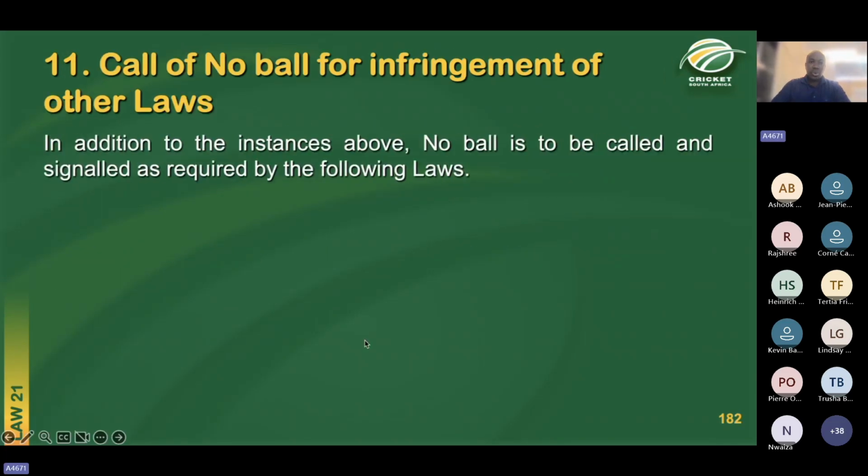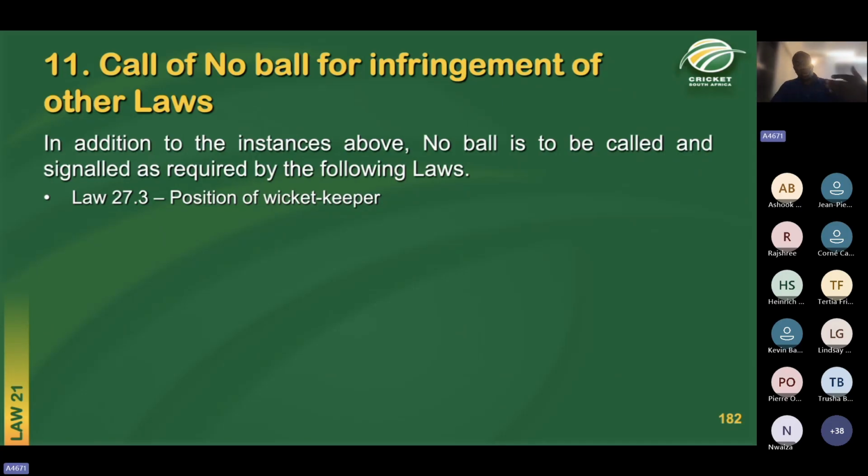When else do we have to call and signal no ball? We will get to these laws in further lectures. The position of the wicket keeper: they are not allowed to be in front of the stumps until the striker hits the ball, or the ball passes the line of the stumps, or the striker attempts a run. If they have their gloves in front of the line of the stumps at the striker's end, then we shall call and signal no ball as soon as the ball is delivered.